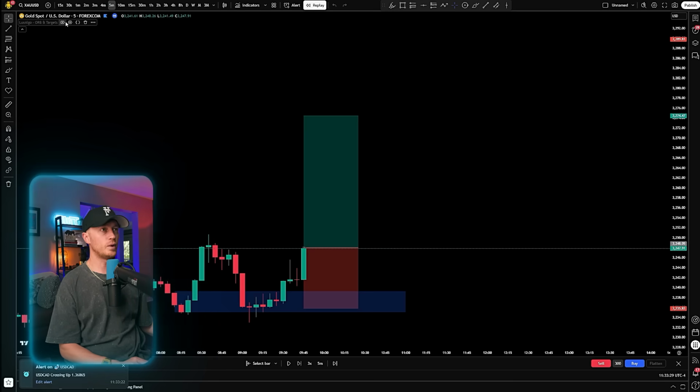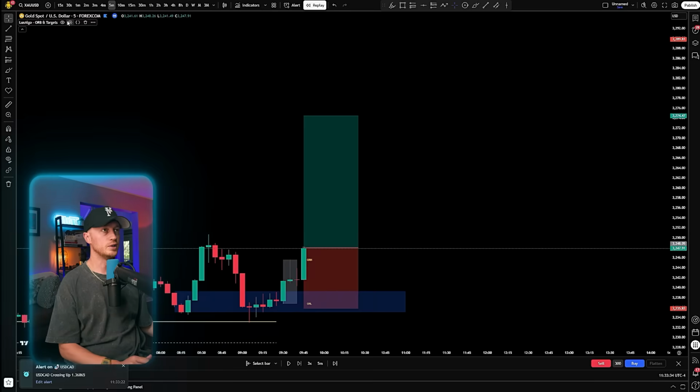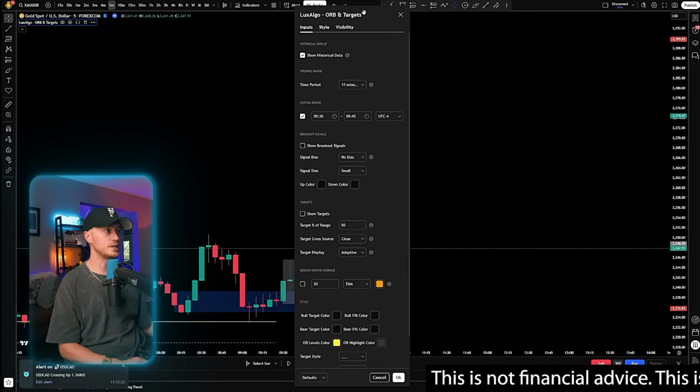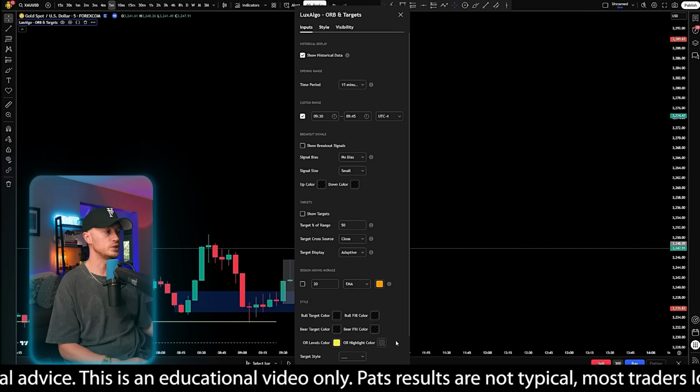Now, before I take off, I want to show you another example faster. For this one, I'm going to use the indicator right here. You can see the Lux Algo orbs and targets. You can have this free in TradingView. These are the settings that I use. 15 minutes, 9:30 to 9:45 UTC -4.